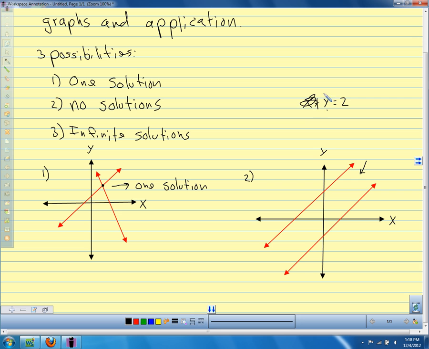So I'm just going to erase this. So our lines are parallel. They have the same slope. If we simplified our equations, we would have two lines with the same slope. They'd be parallel. And they don't necessarily have to go this way. They could go any direction. They just never meet. So the second case, when we have no solutions, we end up with parallel lines.